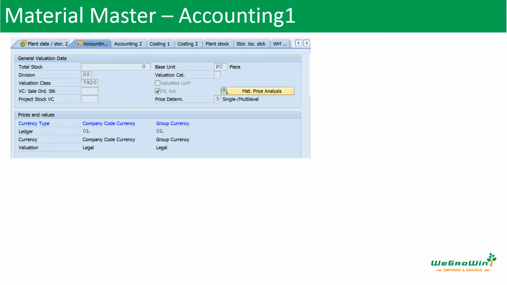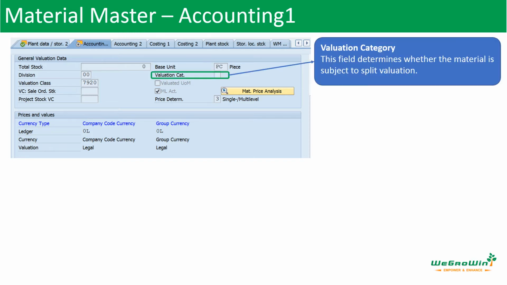Now we are seeing the first view, accounting 1 first tab. Here the accounting department will enter the valuation price details about the material for the inventory transactions. It starts with this valuation category. Valuation category determines whether the material is subject to split valuation. Split valuation means the material can be evaluated in different ways.